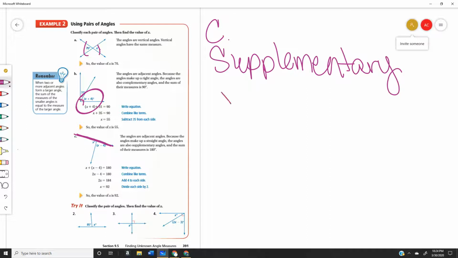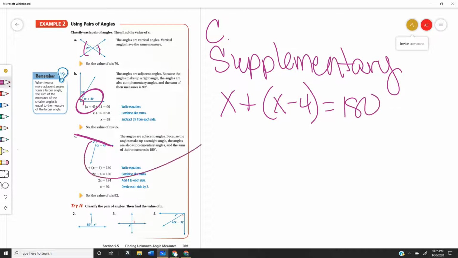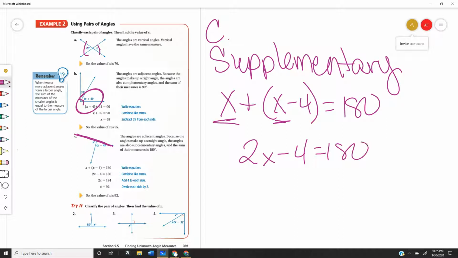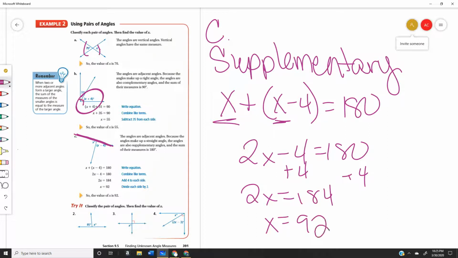And so that means that x plus x minus 4 is equal to 180. So this is the x, this is the x minus 4. I'm just adding them together because I know that together they equal 180 degrees. Combine my like terms, I get 2x minus 4 equals 180. Add 4 to both sides. 2x equals 184. X equals 92.